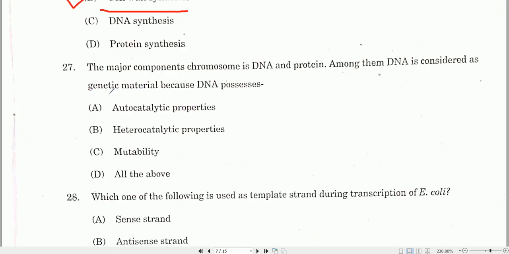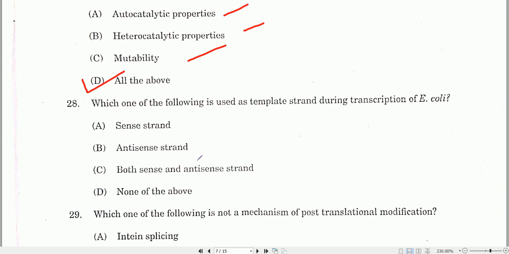Coming to question number 27. The major components of chromosome are DNA and protein. Among them, DNA is considered as genetic material because DNA possesses all of the above: autocatalytic property, heterocatalytic property, mutability. So option D will be the correct one. Coming to question number 28. Which one of the following is used as the template strand during transcription in E. coli? That will be your antisense strand. So the template strand is also known as the antisense strand.